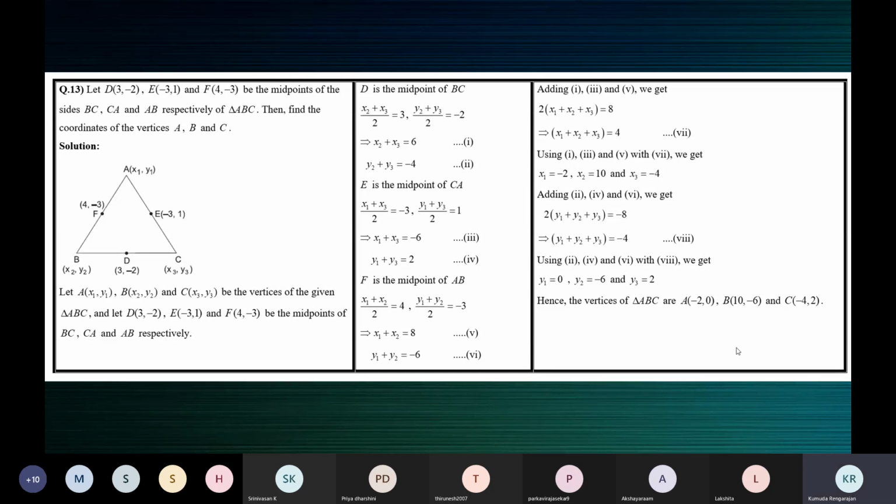Please go through the working. See, you can work it. Just have a look at the complete solution and then start working.